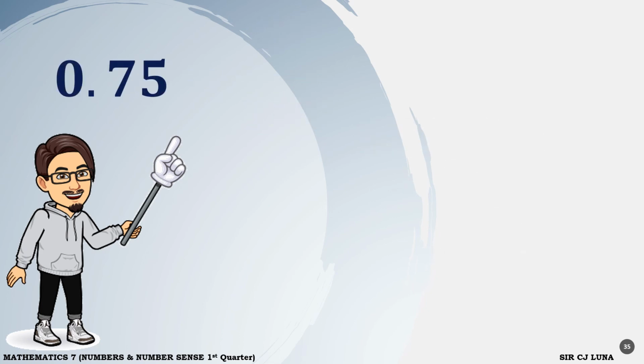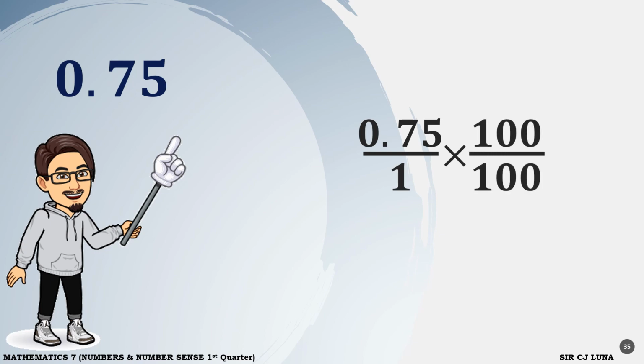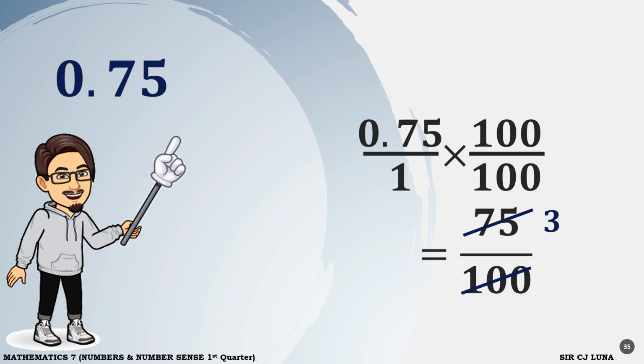Convert 0.75 to fraction. So we have 0.75 over 1 times 100 over 100. Kasi meron tayong dalawang decimal places. Okay? So 0.75 times 100 is equal to 75. 1 times 100 is equal to 100. 75 over 100, pwede pang masimplify ito. Ang GCF nila ay 25. So 75 divided by 25 is 3. And then 100 divided by 25 is 4. So the answer is 3/4.